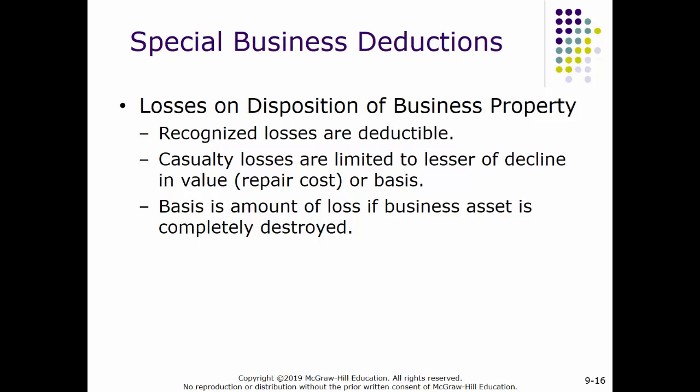The basis in the asset is used as the amount of loss if there's a total destruction of that asset. So let's say somebody owned an asset, a building that had a basis of $80,000, but it was worth $200,000. If that's totally destroyed by fire, then the amount of loss is not the $200,000, it's the $80,000 basis, because that's how much the taxpayer had invested in that building.